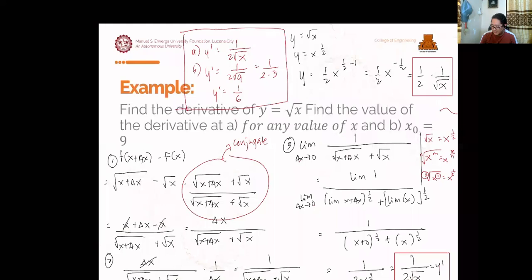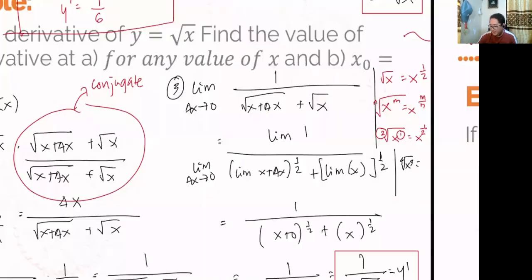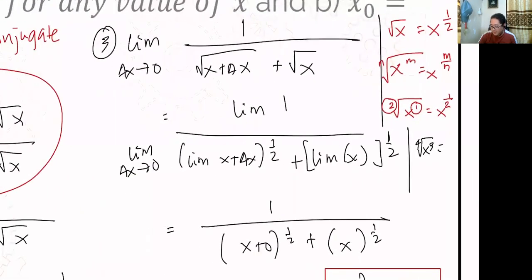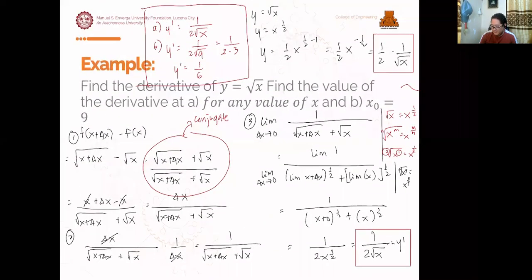Okay? So kung halimbawa magkameron kayo ng 4th root of x cubed, so anong value niya in exponent form? That will be x raised to 3/4 po. Okay. So yun lang yun. Okay? So property ng radical and exponent.